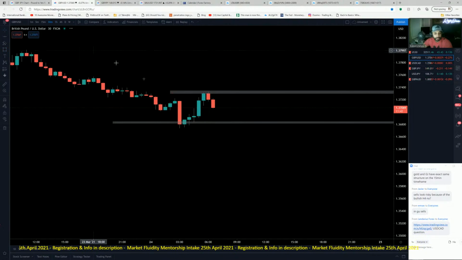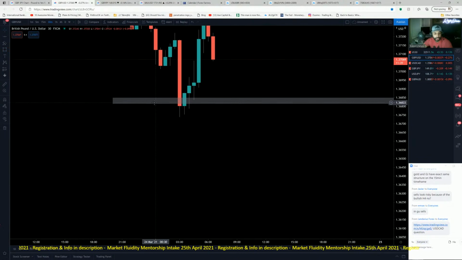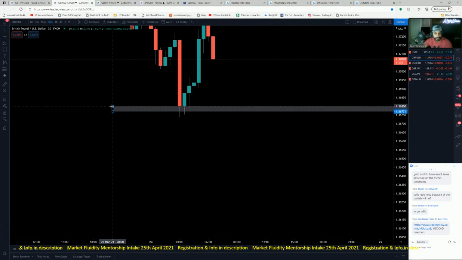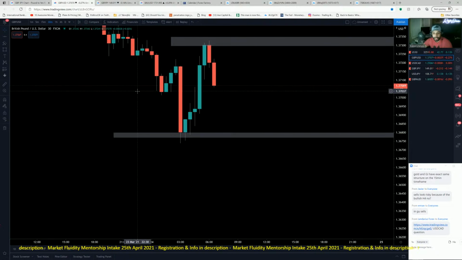Let's take a look on the 30-minute time frame. Ooh, seems like we're coming down over here. We're coming down. The only thing that may cause an issue is right at this point at 1.37030. Maybe right there we might have some sort of an issue at that point.